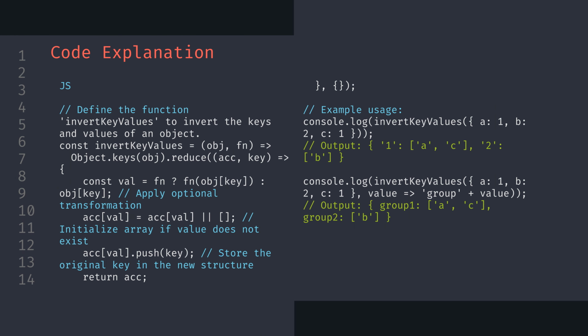This function works by looping through all object keys using the Object.keys method, and then using the reduce function to build a new object. If multiple keys have the same value, they are grouped into an array. Additionally, we can transform the values before using them as keys.